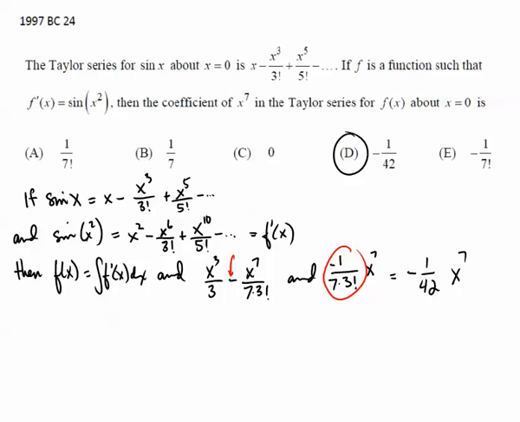So we do that, and we end up with an x to the 7th term that has a coefficient of negative 1 over 7 times 3 factorial, which is negative 1 over 42, and that's what we're looking for here, the coefficient of x to the 7th. All right, so that'll do it for this one.